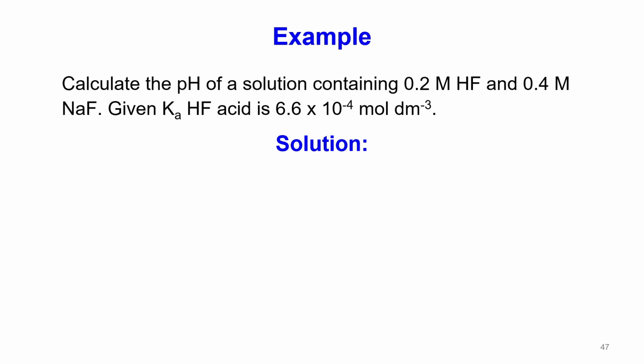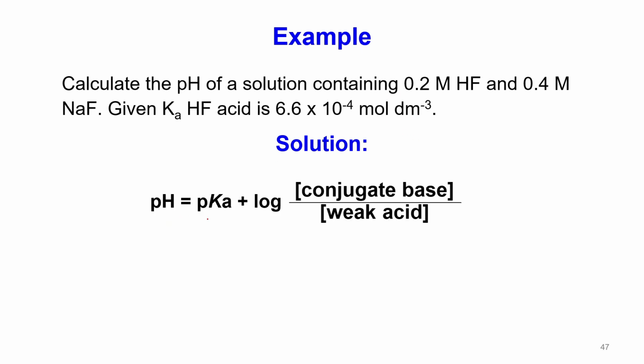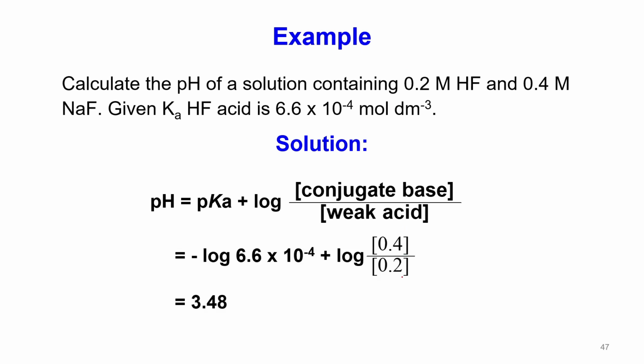Alright, so we have this example. Let's say we are going to calculate the pH of a solution containing 0.2 molar HF and 0.4 molar NaF, given Ka for HF is 6.6 x 10^-4 mol per cubic decimeter. So pH is equal to pKa plus log of concentration of conjugate base over weak acid. We take the conjugate base, 0.4 over 0.2, plus negative log of 6.6 x 10^-4. So the pH is equal to 3.48. This is the pH of the buffer solution.